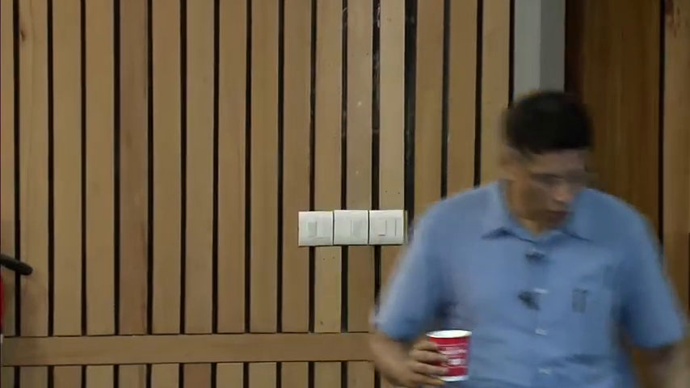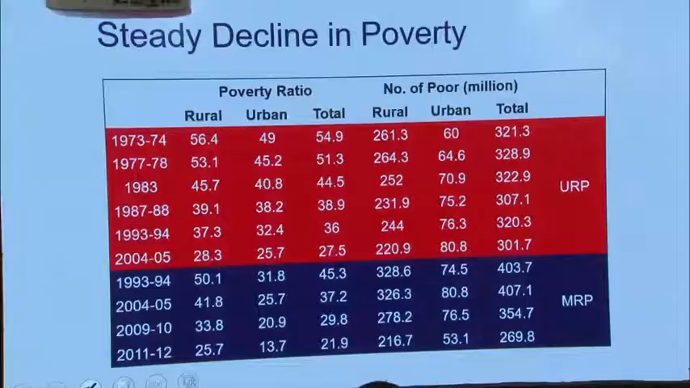Okay, so let's move on to going through Indian economic history a little bit rapidly now. This is just some set of facts. Steady decline in poverty. In 73-74, total poverty was 54.9. Today, in 2011-12, according to Tendulkar, it's 22. So a fairly rapid reduction in poverty.